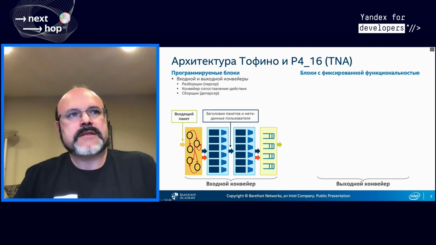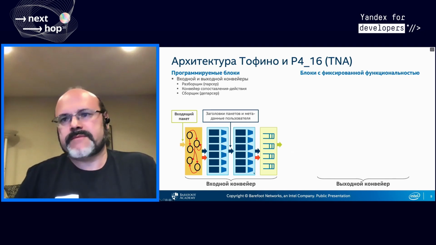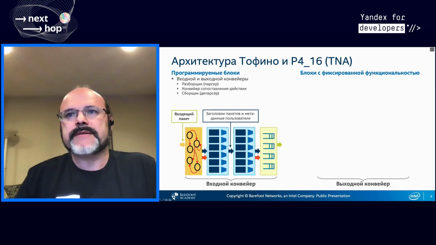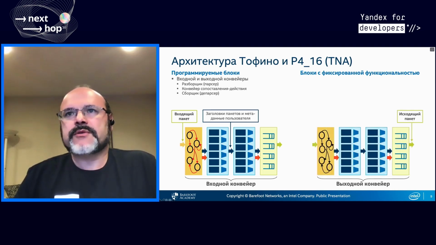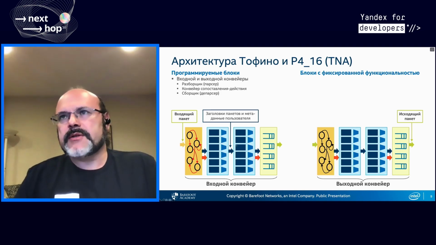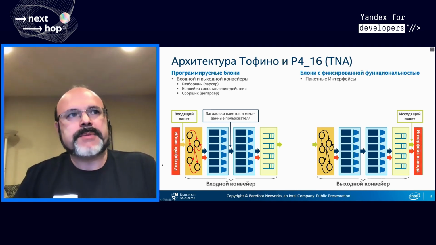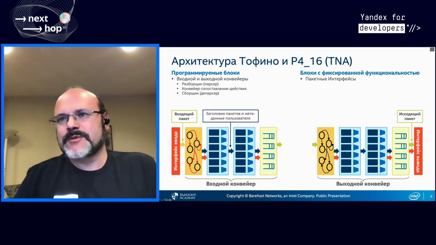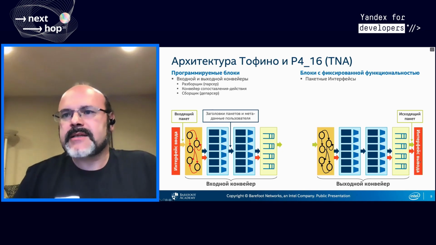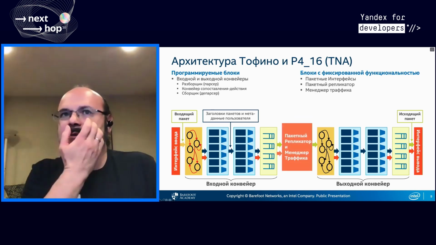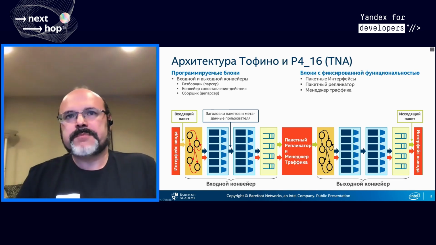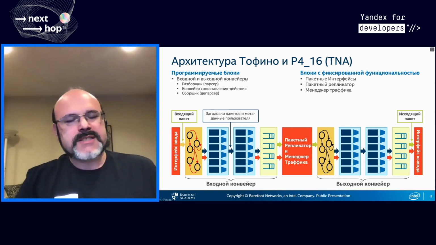The input pipeline has an input packet, then there is the parser and the deparser of the packets. And in the output pipeline, we also have some operations. And between those two conveyors, there is a packet interface which delivers the data inside the pipeline. And then we have some data which goes out of the input pipeline. And finally, we have a packet replicator and a traffic manager, which are in the middle.